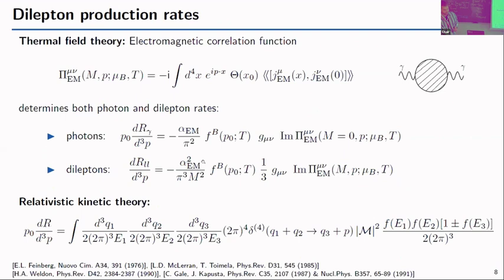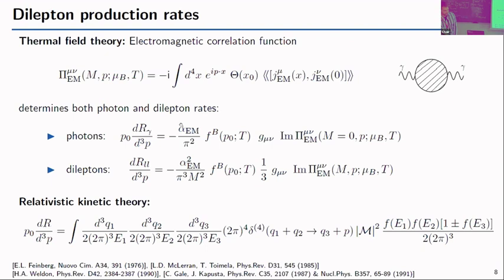So first the photon rate, where you have the electromagnetic coupling strength, some Bose distribution factor, and then the imaginary part of this correlation function, which we then call the spectral function. Of course, evaluated here at mass zero for the photons and at some finite mass for the dileptons, but otherwise these formulas look very similar. One difference is, of course, that you have a square for the EM coupling strength compared to the photons, where it's just the first power.